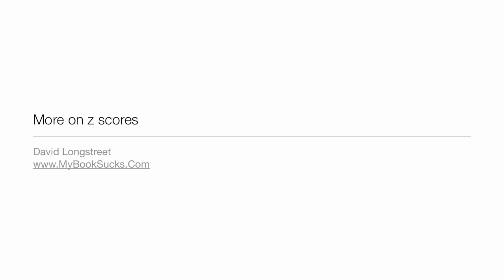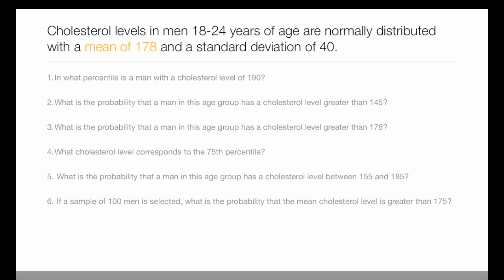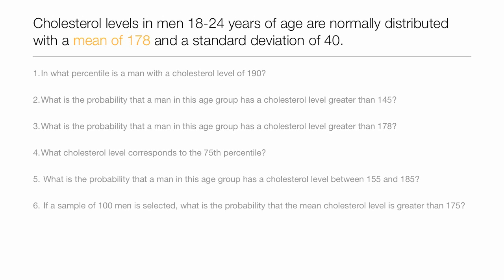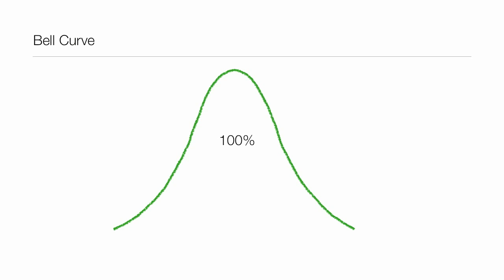In this tutorial, I'm going to talk a little bit more about z-scores, and this was a question submitted by a goddess that needed help with her homework. All we need is the mean and the standard deviation to answer the following questions, and I'll go through the questions one at a time and address them individually. Remember, 100% of the observations fall under the bell curve.